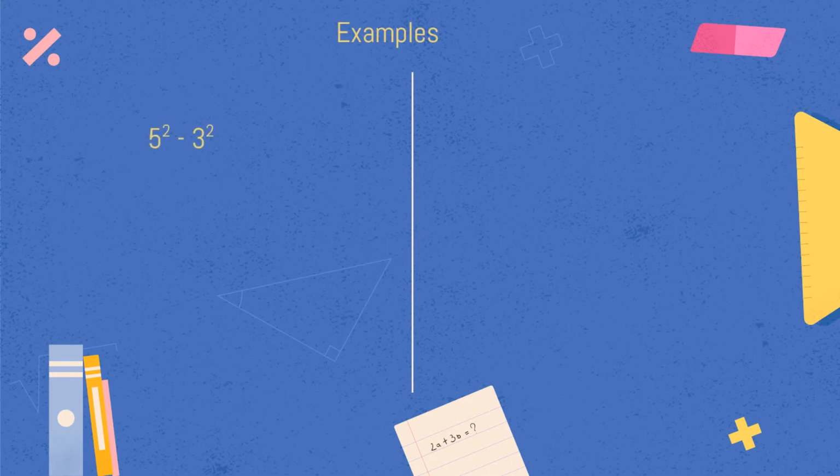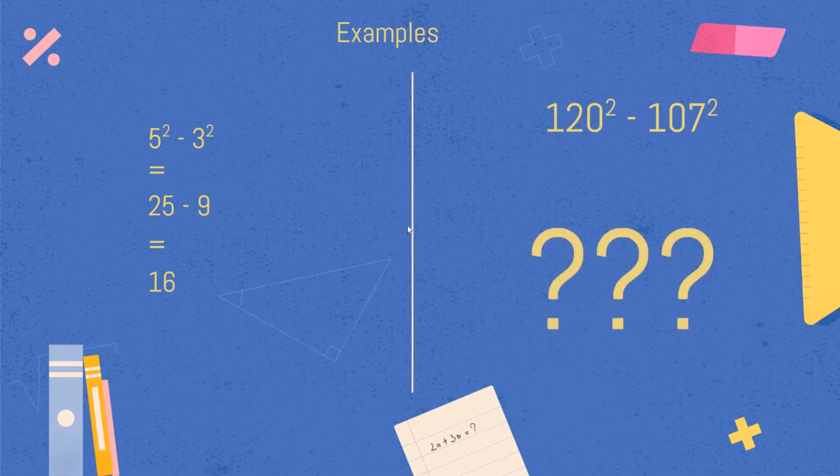We have 5 squared minus 3 squared, and this is just equal to 25 minus 9, and this is equal to 16. This was very simple, but what if we get stuck with something like this? Well, that doesn't look as easy anymore, and us mathematicians are quite lazy. So what are we going to do?